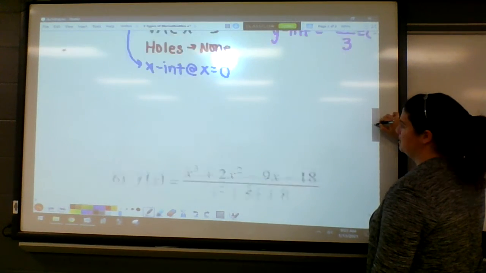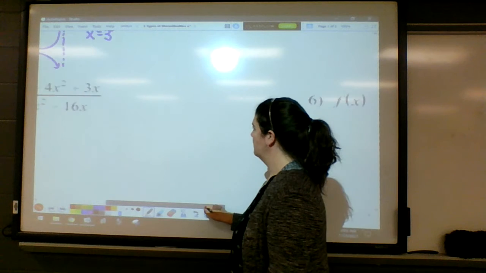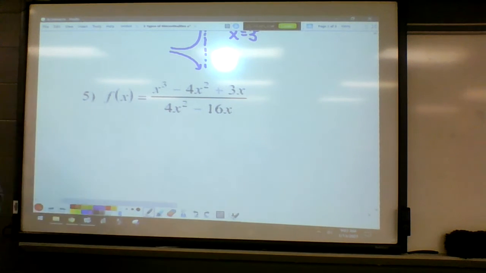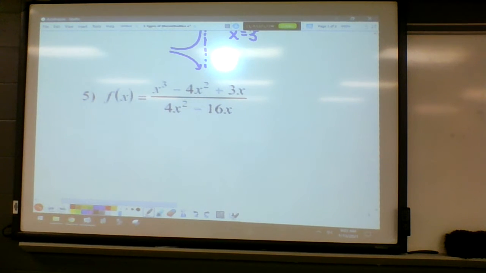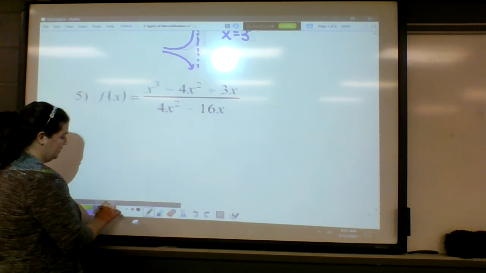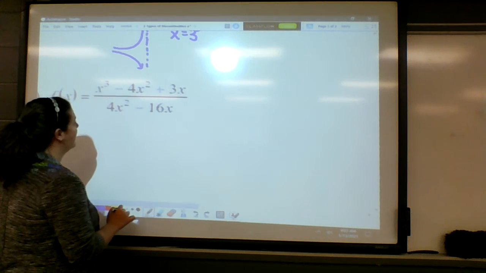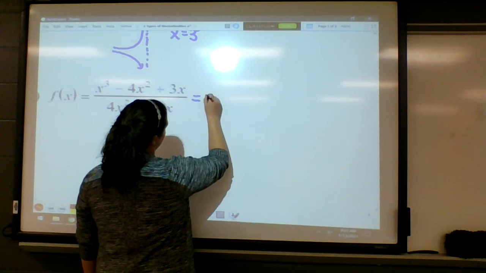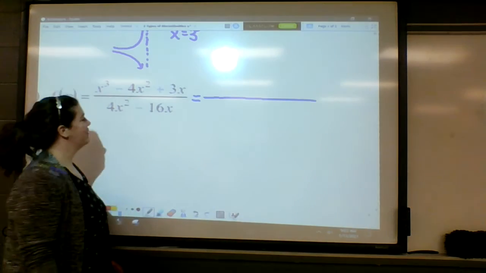All right. Next one. We have a cubic on the top and a quadratic on the bottom. So in order to figure out where all this stuff is, we do have to factor these, don't we? All right, so let's go ahead and do some factoring. Would you like to factor the numerator or denominator first? Denominator. All right, how do we factor the denominator?